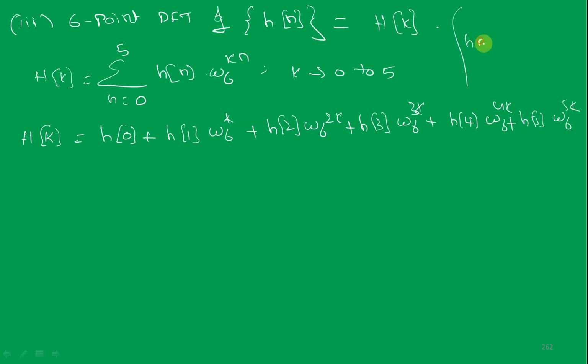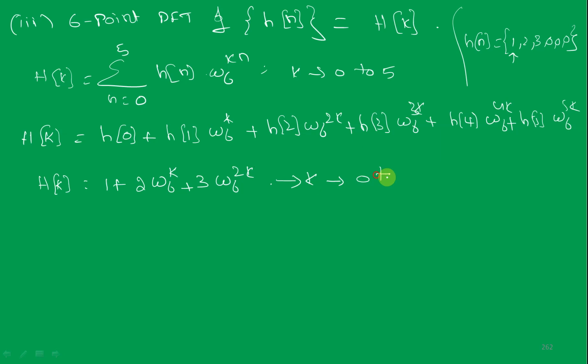And of course the given h of n is equal to, what is that? 1, 2, 3, 0, 0, 0. So now here see this, H of k is equal to 1 plus 2 W6 power k plus 3 W6 power 2k. Remaining values zeros, right? Now here k value is from 0 to 5. So now find the values here. What is that? H of 0. H of 0 is equal to 1 plus 2 plus 3, 6.